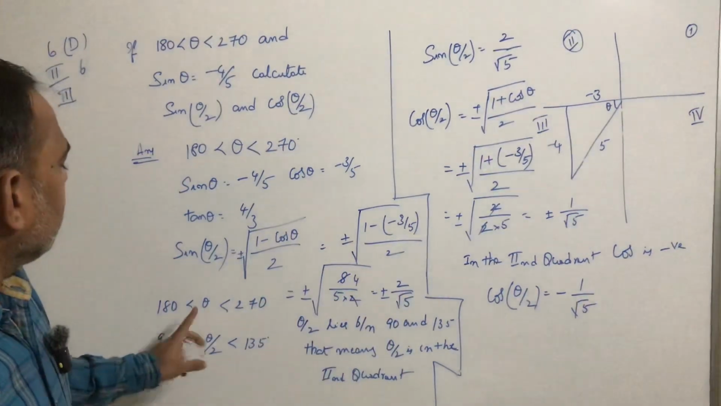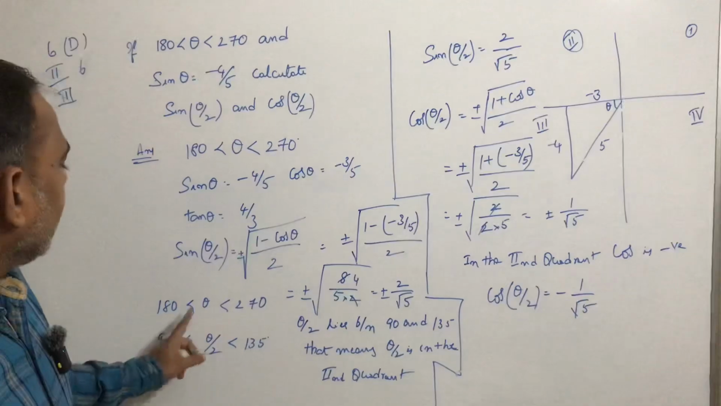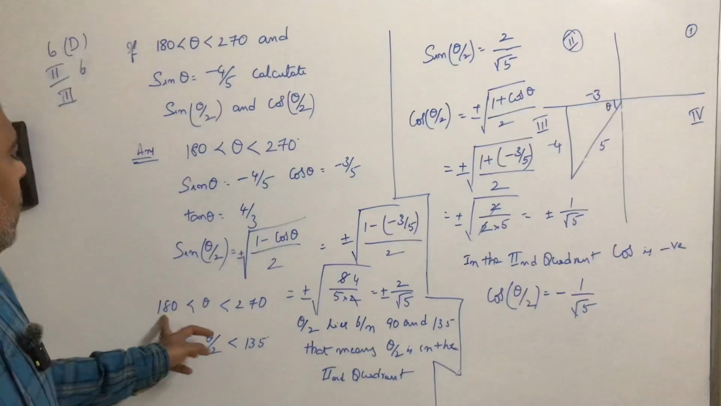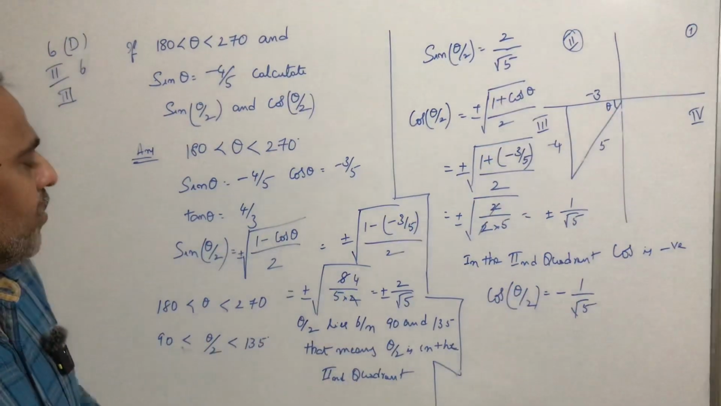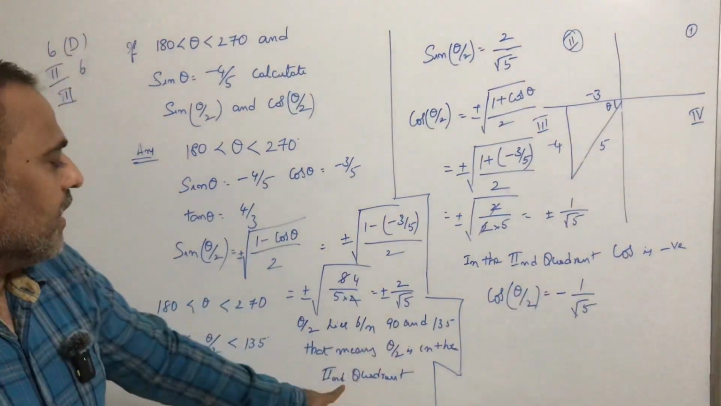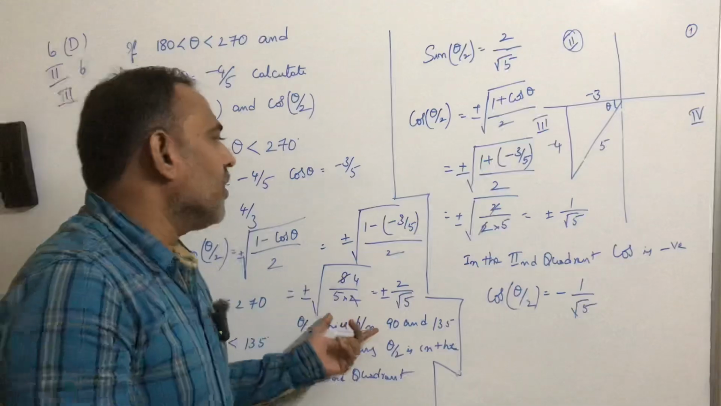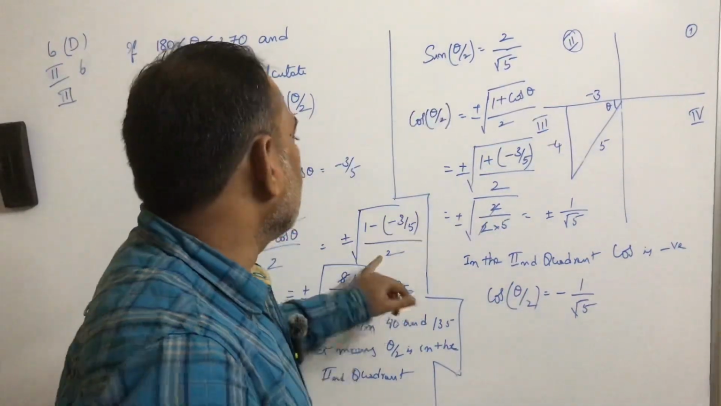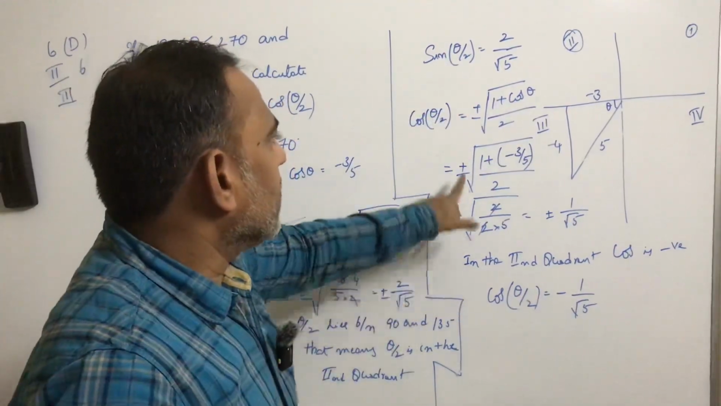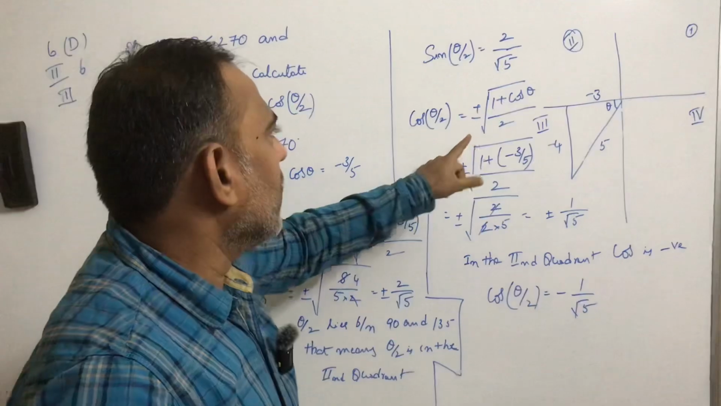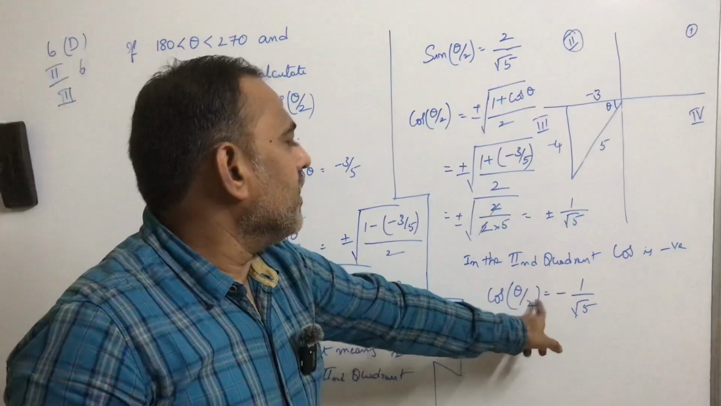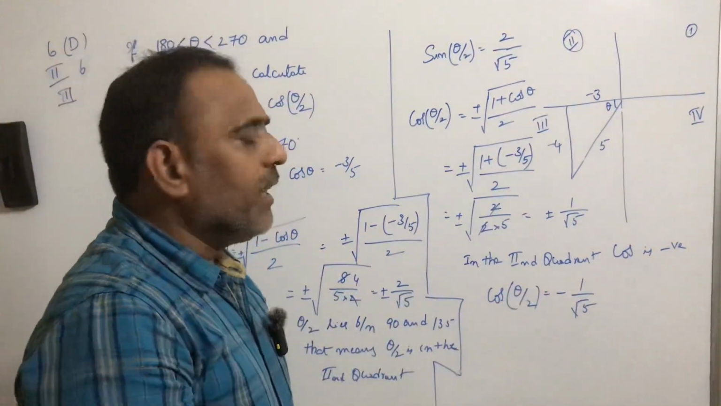But theta is in between 180 and 270. Theta by 2 lies between 90 and 135; we just divide 180 and 270 by 2. That means theta by 2 is in the second quadrant. In the second quadrant, sine is positive, so we consider only plus 2 by root 5. In the same way for cos: in the second quadrant, cos value is negative, so we consider only the negative value. That is why cos theta by 2 equals minus 1 by root 5.